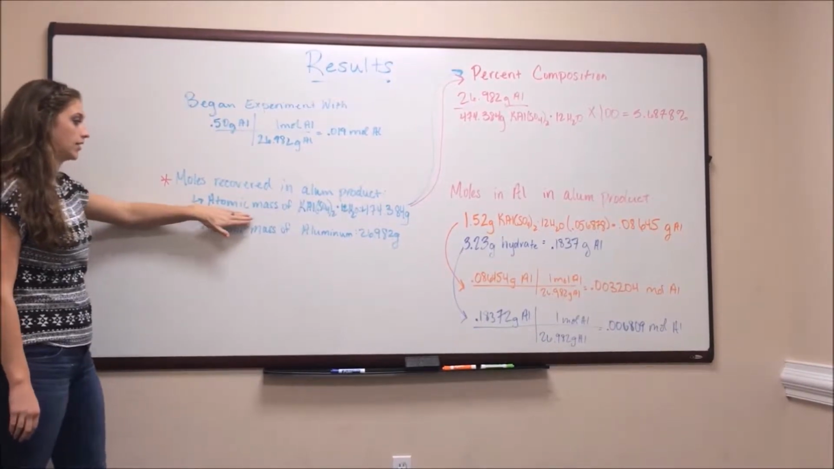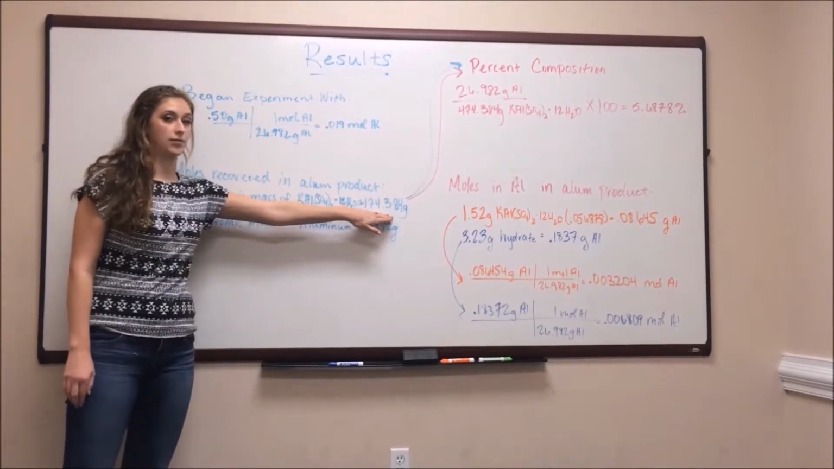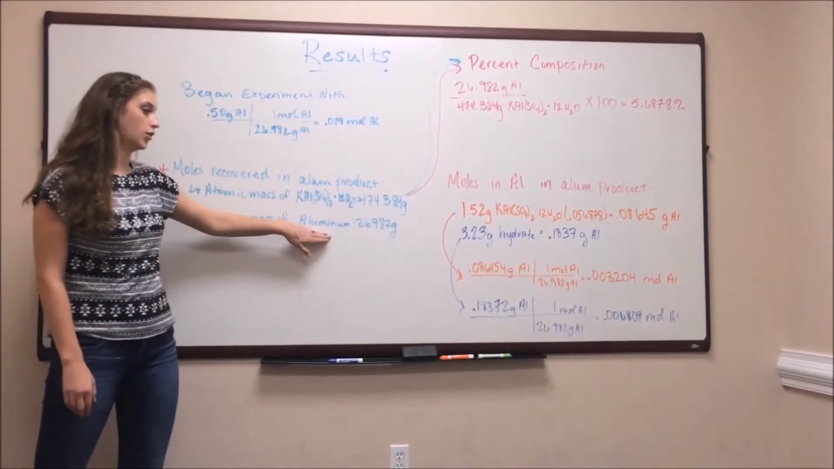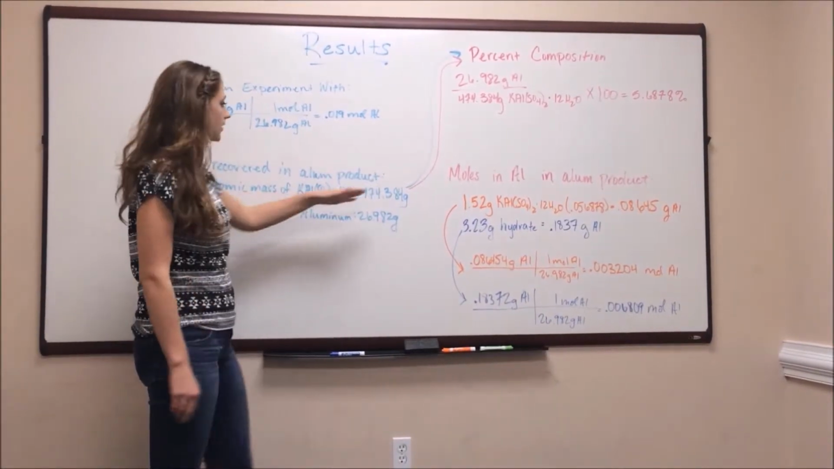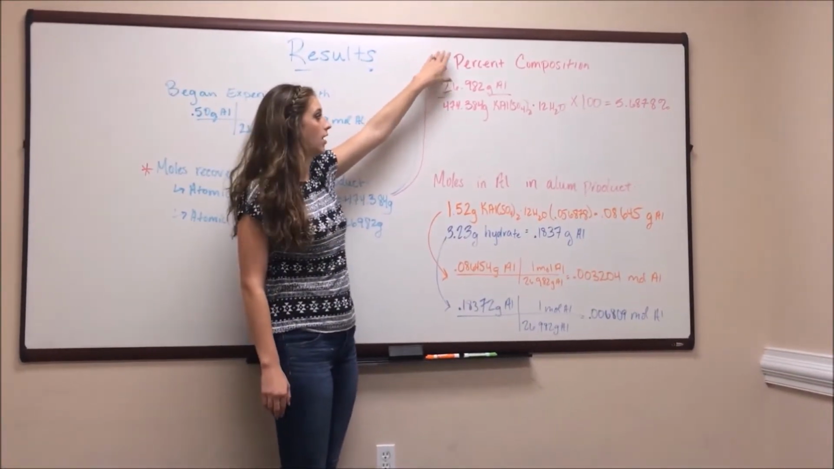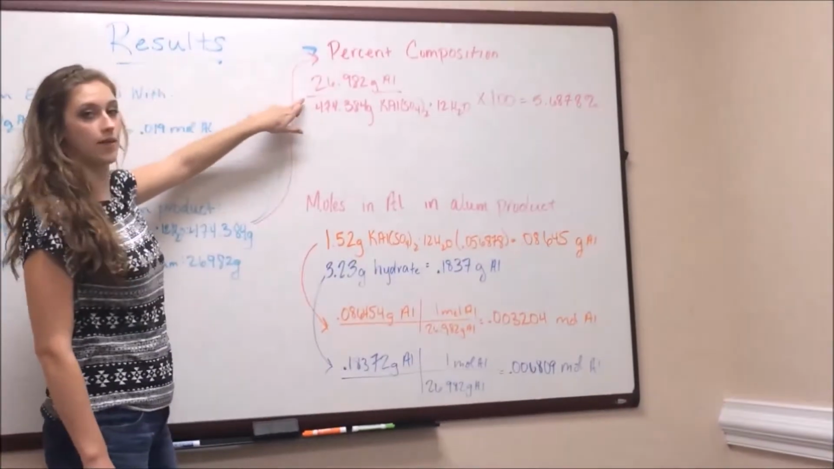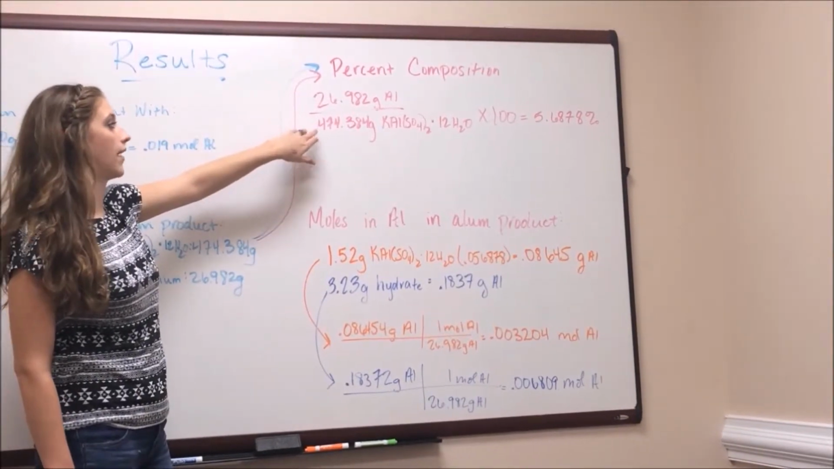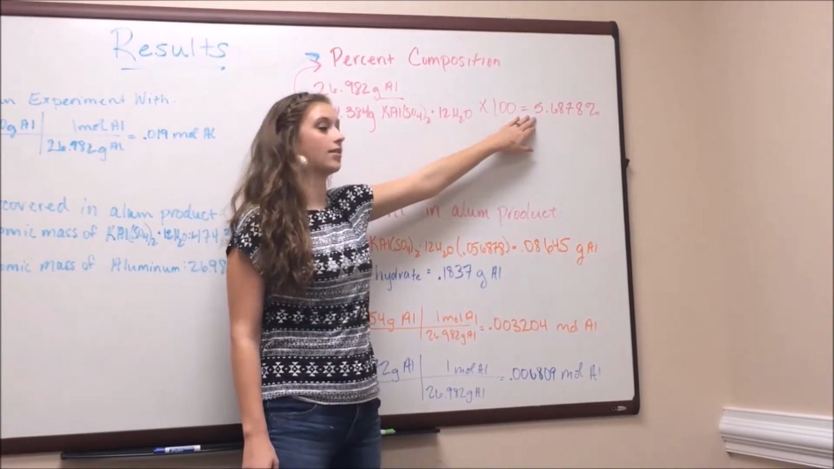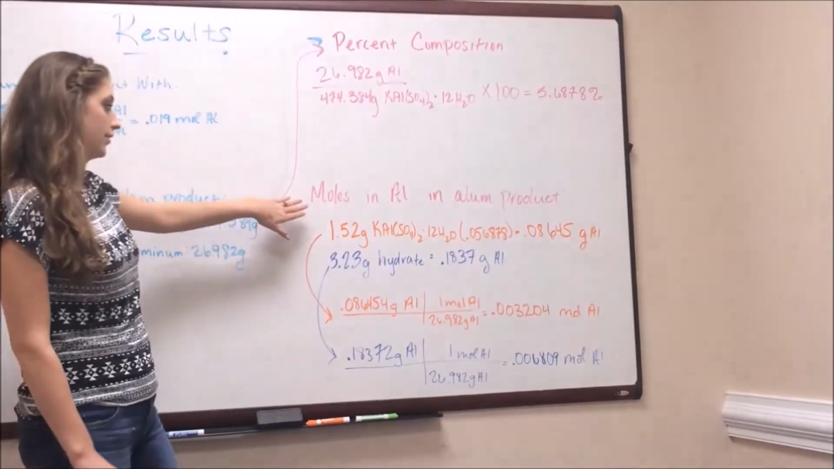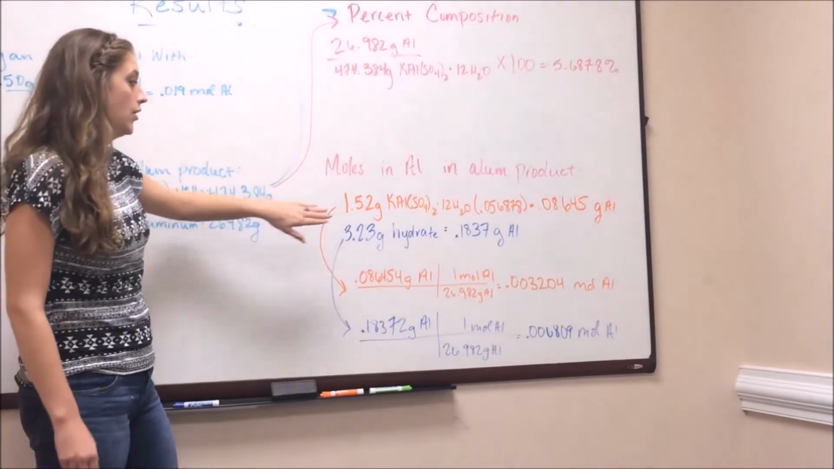We have to keep in mind that the atomic mass of our hydrate is 474.384 grams, and the atomic mass of our aluminum is 26.982 grams. So the next step we do is we find the percent comp of the aluminum in our hydrate. So we take the atomic mass of our aluminum divided by the atomic mass of our hydrate, and that gives us 5.6878%.